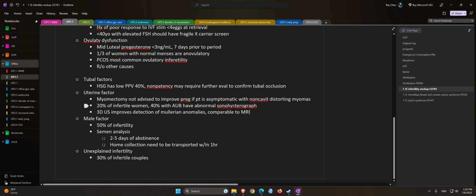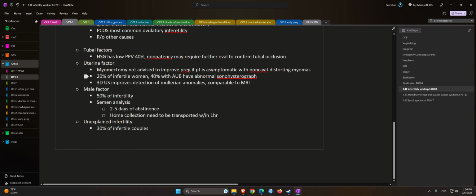Male factor: 50% of infertility is caused by males. Semen analysis, 2 to 5 days of abstinence. Home collection needs to be transported within 1 hour. Unexpected infertility, unexplained infertility affects about 30% of infertile couples.